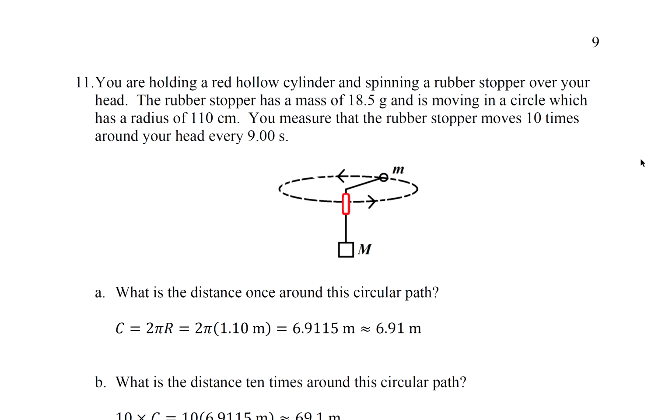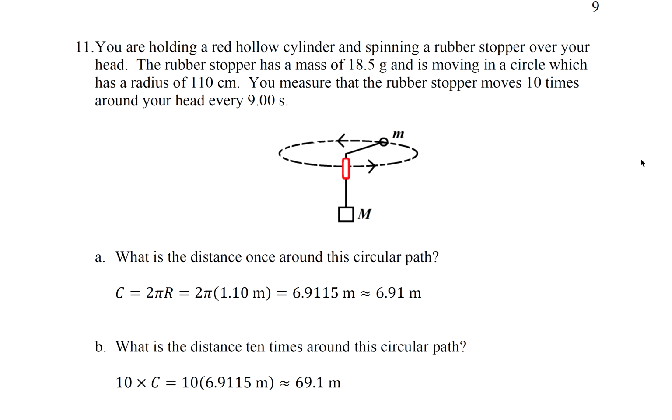Question 11. You are holding a red hollow cylinder and spinning a rubber stopper over your head. The rubber stopper has a mass of 18.5 grams and is moving in a circle which has a radius of 110 centimeters. You measure that the rubber stopper moves 10 times around your head every 9 seconds. Part A, what is the distance once around the circular path? The distance around a circle is called the perimeter of a circle, which is also called the circumference. It has the equation 2 pi r.